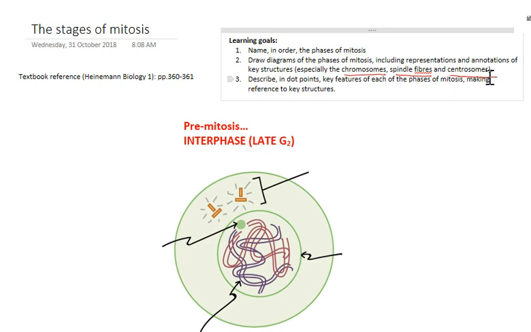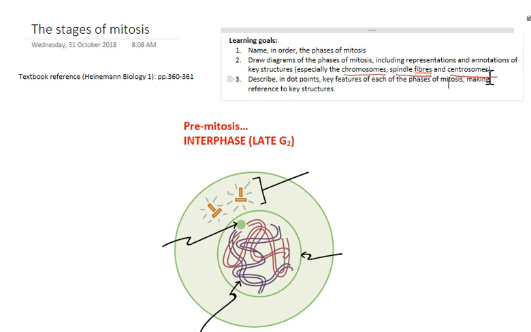So here are the goals. We're going to be able to hopefully name in order the phases and draw diagrams for each of these. Now these are drawn out already for me. I will be labeling them, but I want you to be able to draw them and label them yourself. Finally, you have to be able to describe in dot points the key features of each of the phases of mitosis, making reference to those key structures that I described previously.